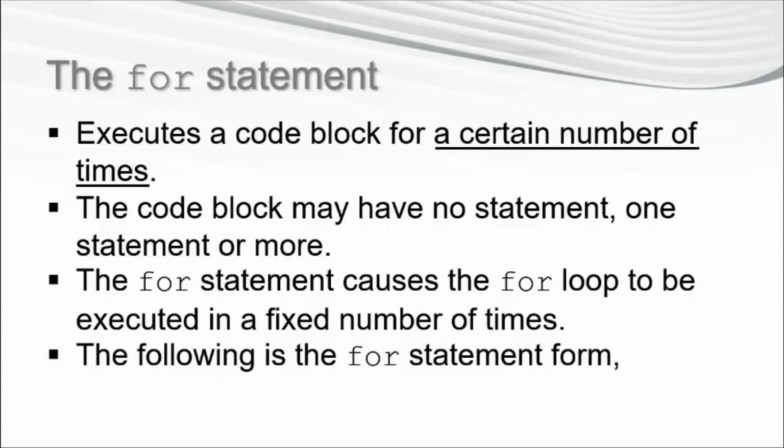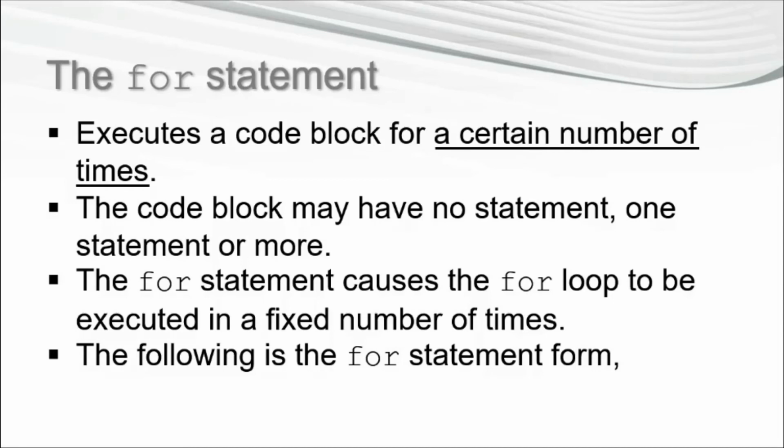So the for loop executes a code block for a certain number of times, that is, a prefixed or predefined number of times. If a set of codes is to be executed for a specified number of times, then the for statement is used. The code block may have no statement, one statement or more. A code block with no statement inside a for loop is also possible. The for statement causes the loop to be executed a fixed number of times.